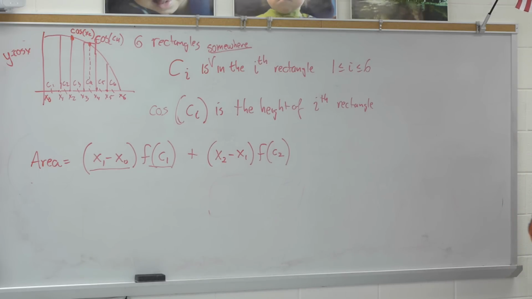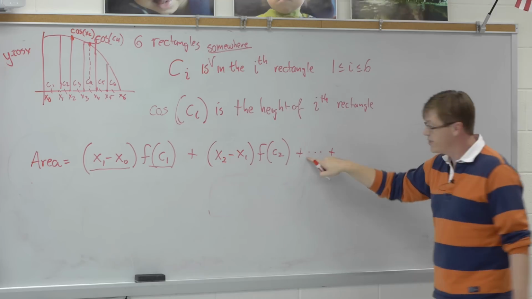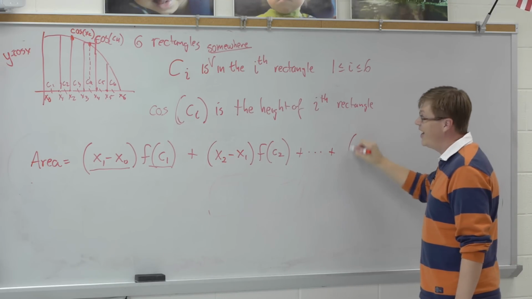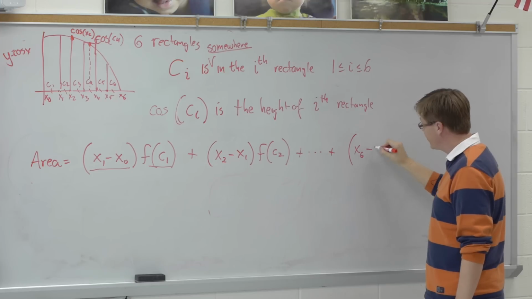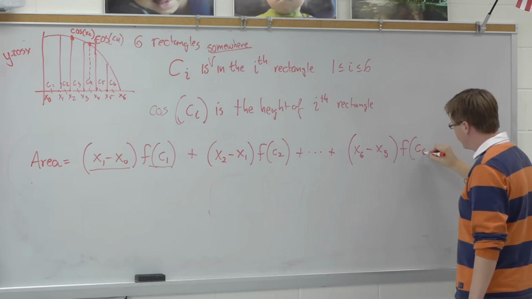Should look like that: x2 minus x1 times f of c2, the second width times the second height. Any questions at all about that? And then does that same pattern just work for all of them? What if there's like 20? That's what the dots are for. Beautiful. And my last one is x6 minus x5 times f of c6.